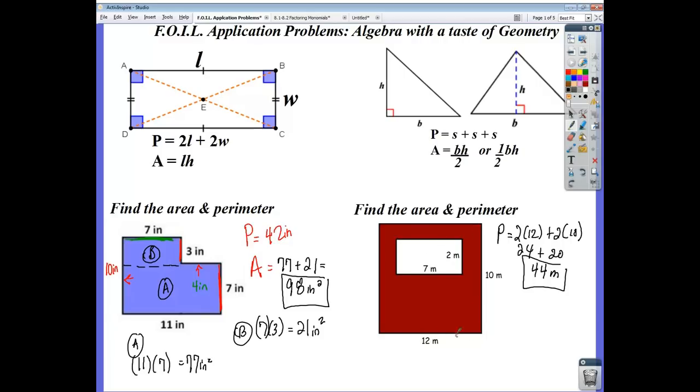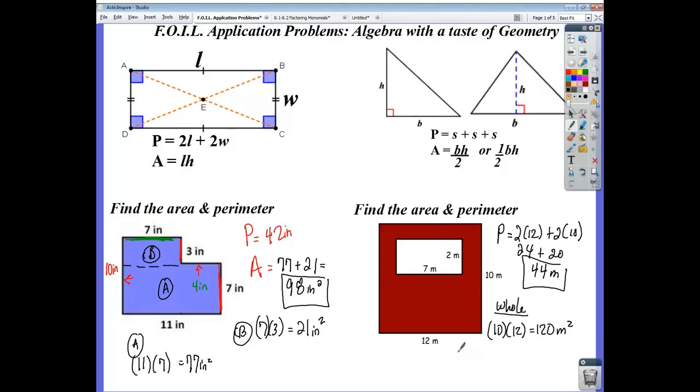So the area of the entire thing, if I were to shade this section in, I will get all this. The whole is what I'll use throughout the entire lesson. The whole is 10 times 12, and that's 120 meters squared.